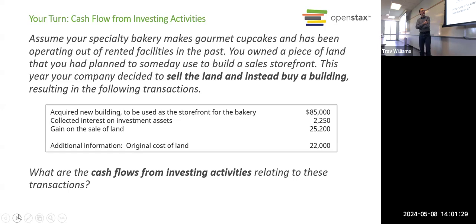Okay, and here's another question for you. When we sold the land, we had a gain of $25,200, and the land originally cost us $22,000. How much did we sell the land for? You can tell. $105,200. Wait, no, that would not be correct, because that was the gain, right? That was the gain. How do you calculate the gain?